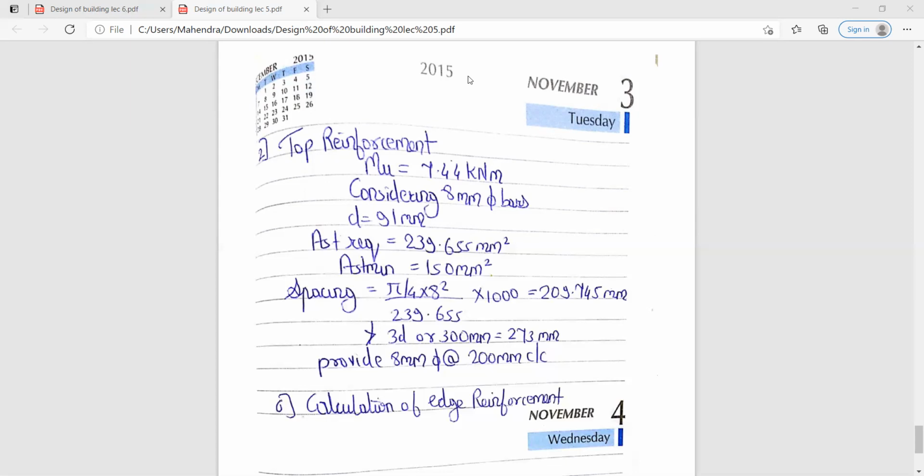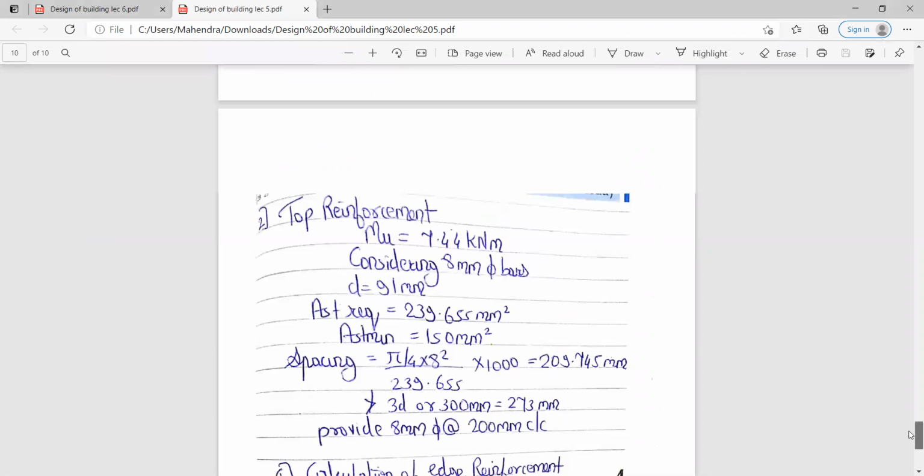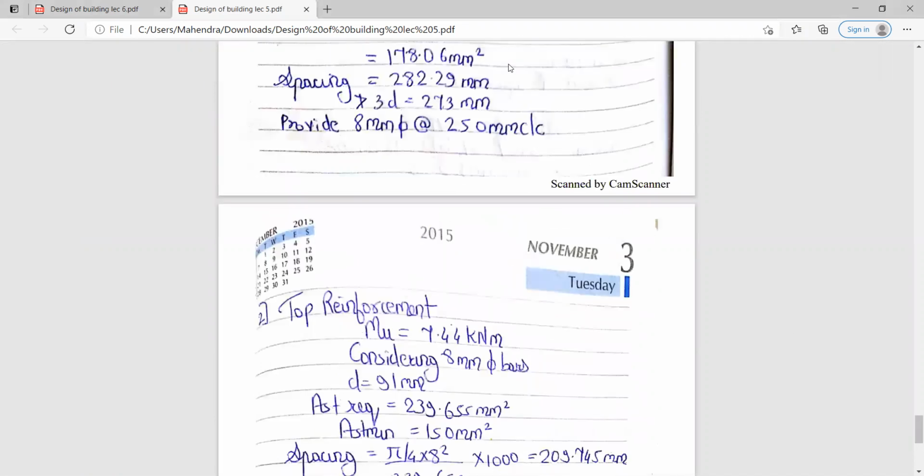Again it should not be greater than 3D, that is 273 mm. So minimum value we are going to consider over here. So minimum is 200 mm center to center. So you have to provide 8 mm diameter bar at the rate of 200 mm center to center for the top reinforcement. And after that, you need to calculate for the edge reinforcement. So we'll start with the edge reinforcement now.